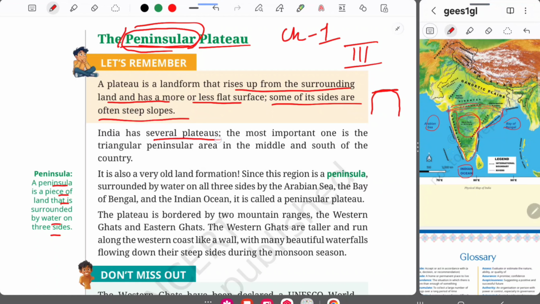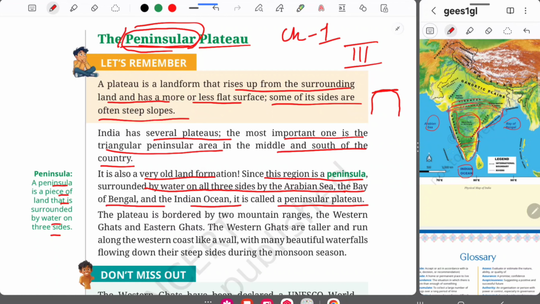India has several plateaus. The most important one is the triangular peninsular area in the middle and south of the country. Among them, the most important one is the triangular plateau in the middle part and the southern part of our country. It is also a very old land formation. Since this region is a peninsula surrounded by water on all three sides by the Arabian Sea, the Bay of Bengal and the Indian Ocean, it is called a peninsular plateau.